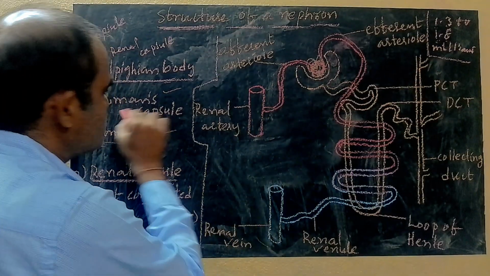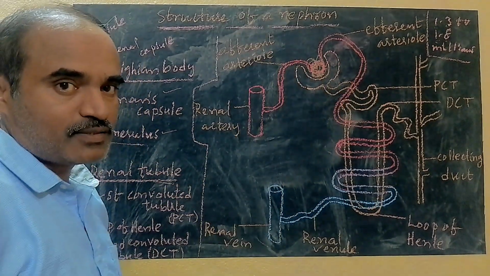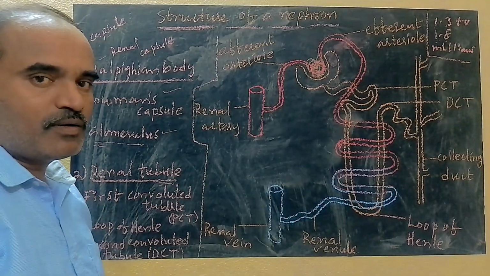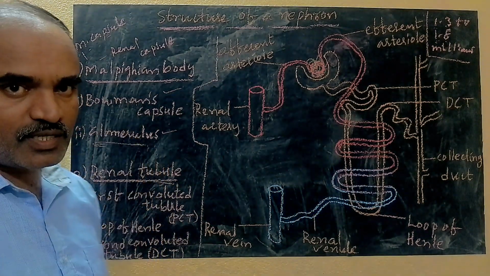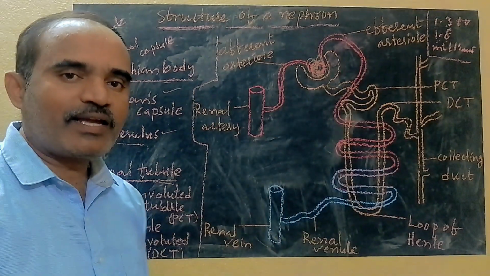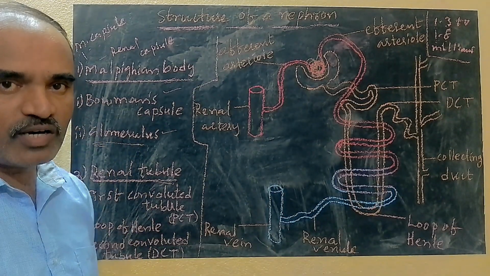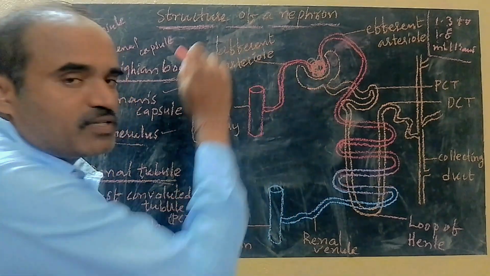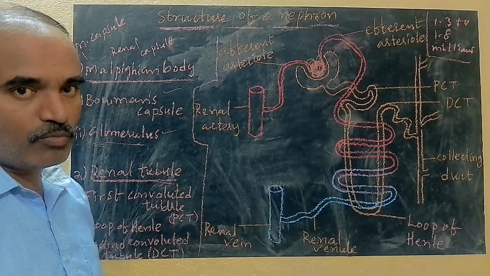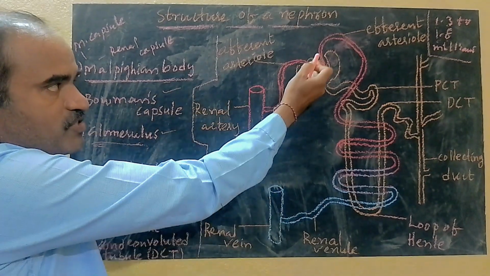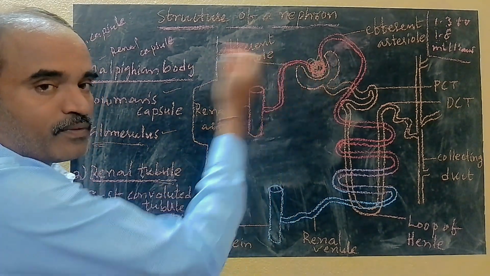Bowman's capsule is a blind, cup-shaped broader structure of the nephron. Next, the glomerulus: a bunch of fine blood capillaries is called the glomerulus. Each Bowman's capsule accommodates a glomerulus. The bunch of fine blood capillaries called the glomerulus is accommodated by Bowman's capsule.